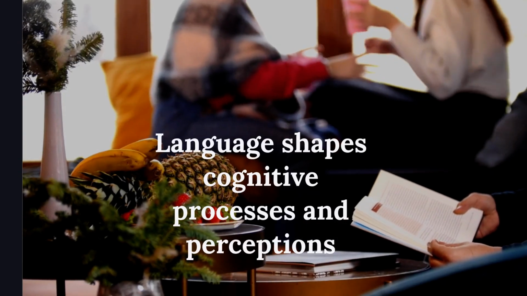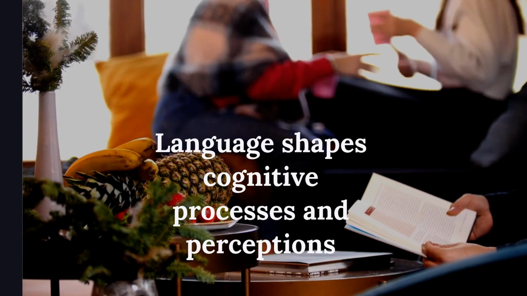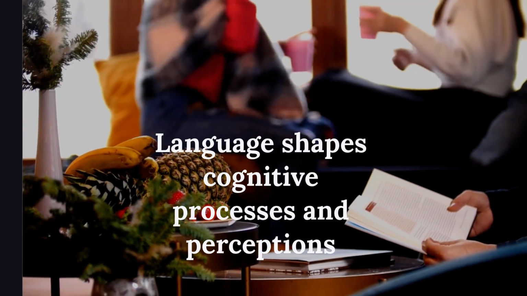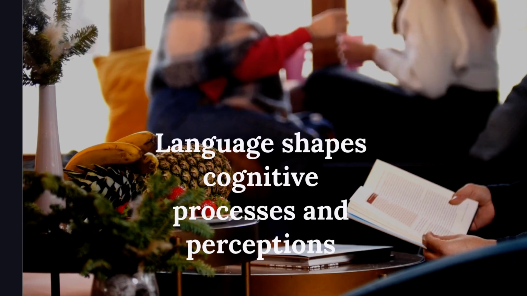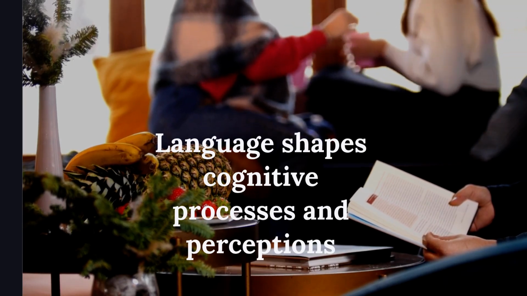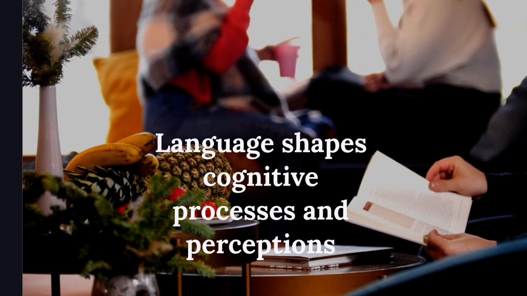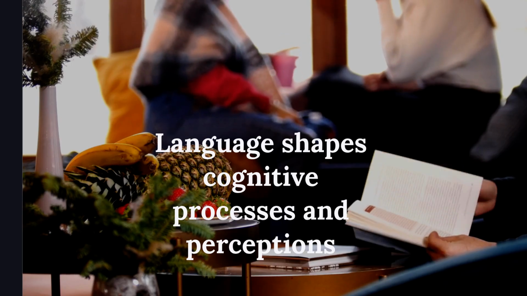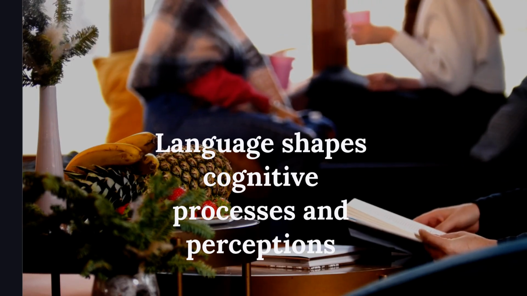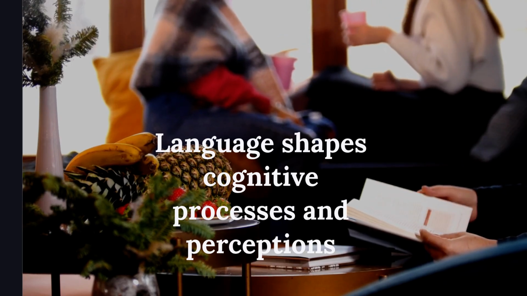Language shapes cognitive and perceptual processes. Cross-cultural studies examine linguistic influences on perception. Language categories affect object recognition and categorization. Differences in language structure contribute to perceptual variations. Understanding language's role is key to perceptual development.